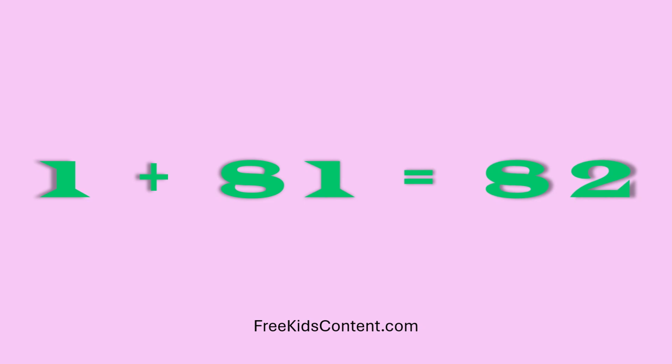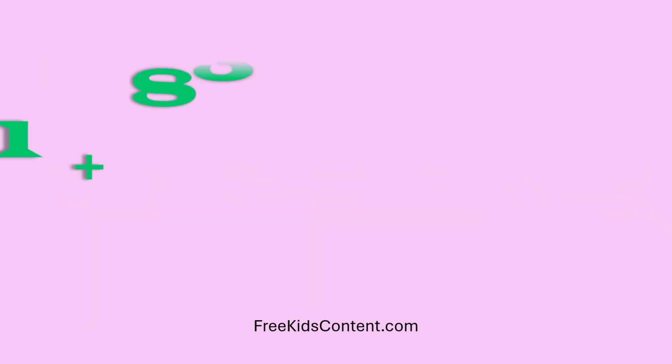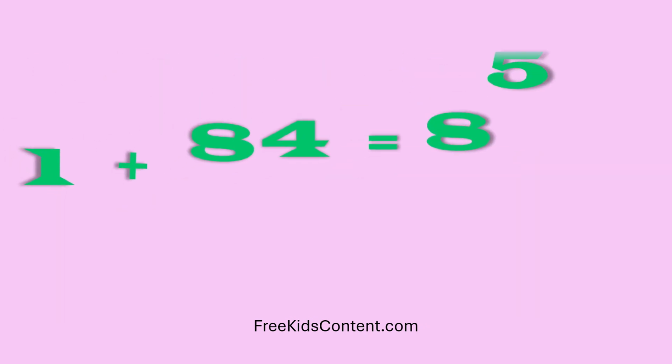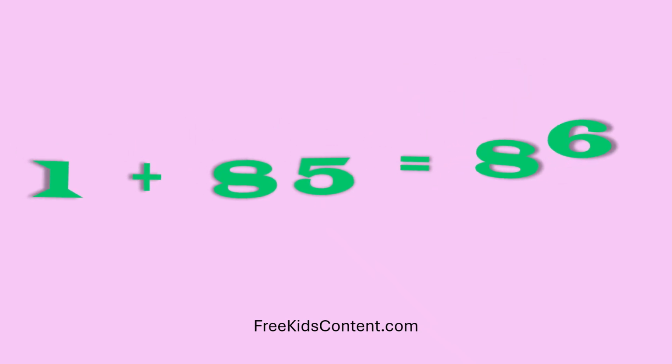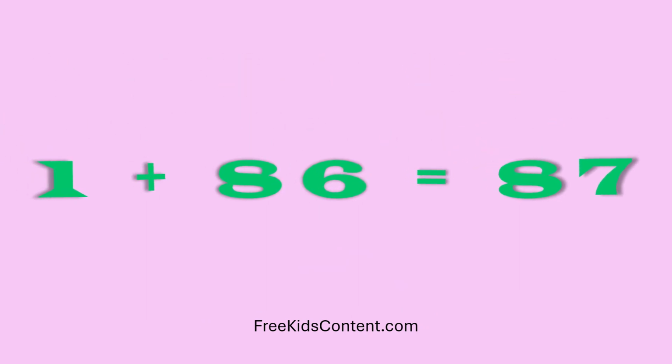1 plus 81 is equal to 82. 1 plus 82 is equal to 83. 1 plus 83 is equal to 84. 1 plus 84 is equal to 85. 1 plus 85 is equal to 86. 1 plus 86 is equal to 87.